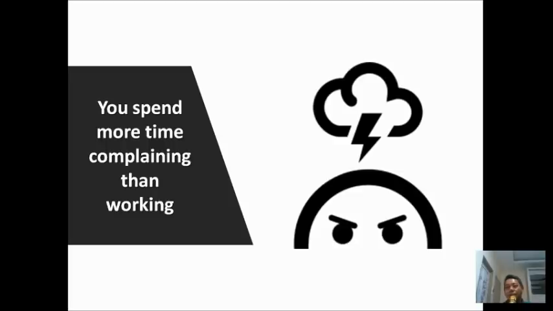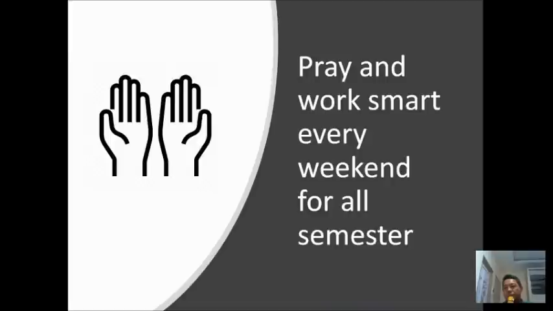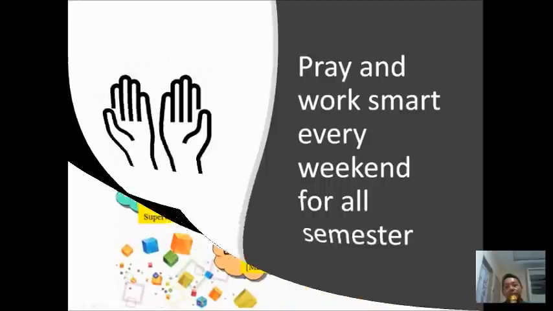Then if that situation happens, it actually makes you spend more time complaining than working. You go here and there complaining that your project is difficult, cannot be solved, but the others are doing their job. What I can say here: pray and work smart every weekend for all semesters.